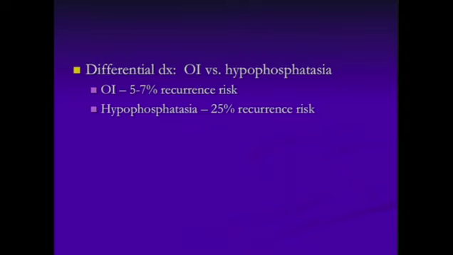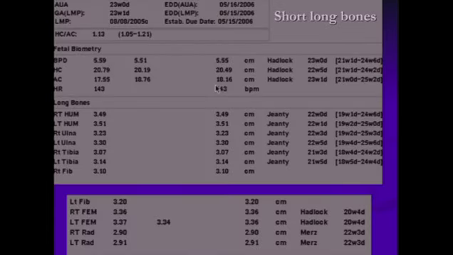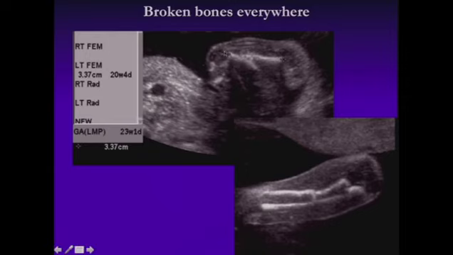And the reason it's important to think about both of those is that osteogenesis imperfecta has a 5 to 7% recurrence risk. It's not just that it is genetically inherited, but there are also phenotypic differences. Hypophosphatasia, autosomal recessive, has a 25% recurrence risk. However, either way, as an ultrasound person, you're going to recommend that in the next pregnancy that the patient gets screened early on.